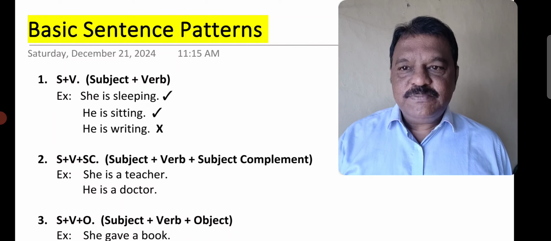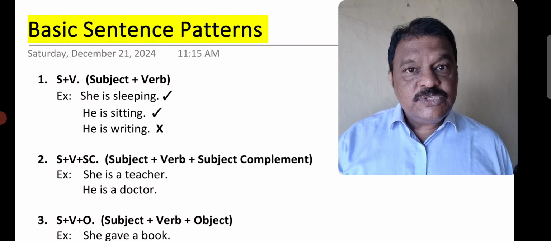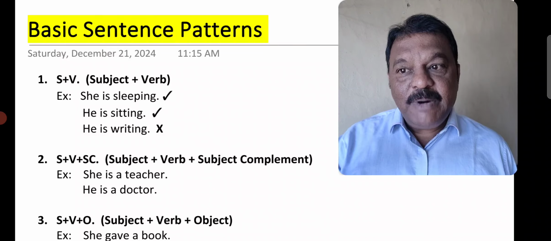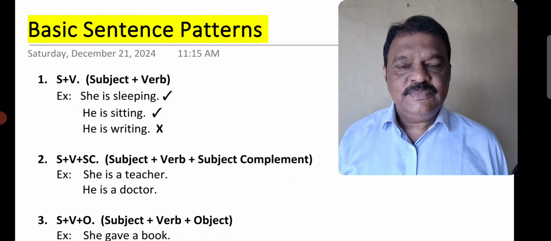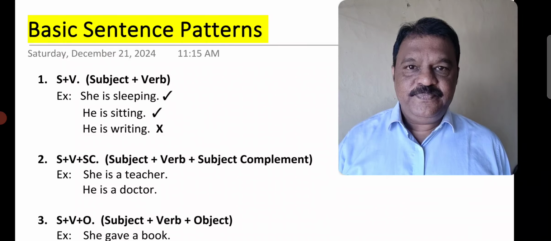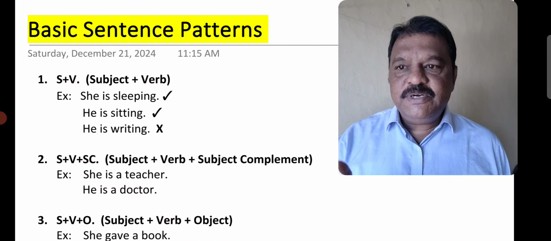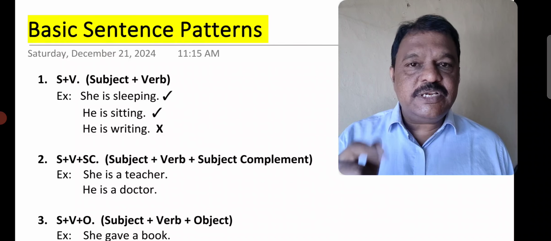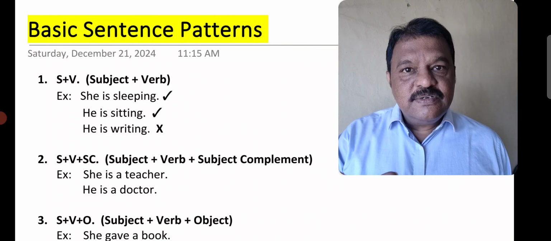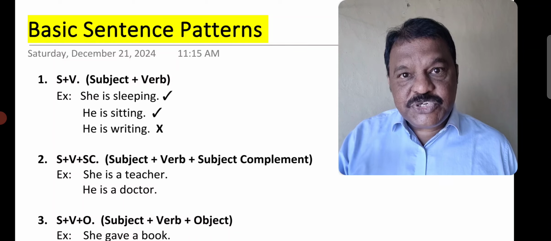Got it? Subject complement is just a word or a phrase which gives more information or additional information about the subject. Now look at our examples. She is a teacher. She is the subject, is is the verb, a teacher is the subject complement. Now a teacher gives additional information about the subject she.